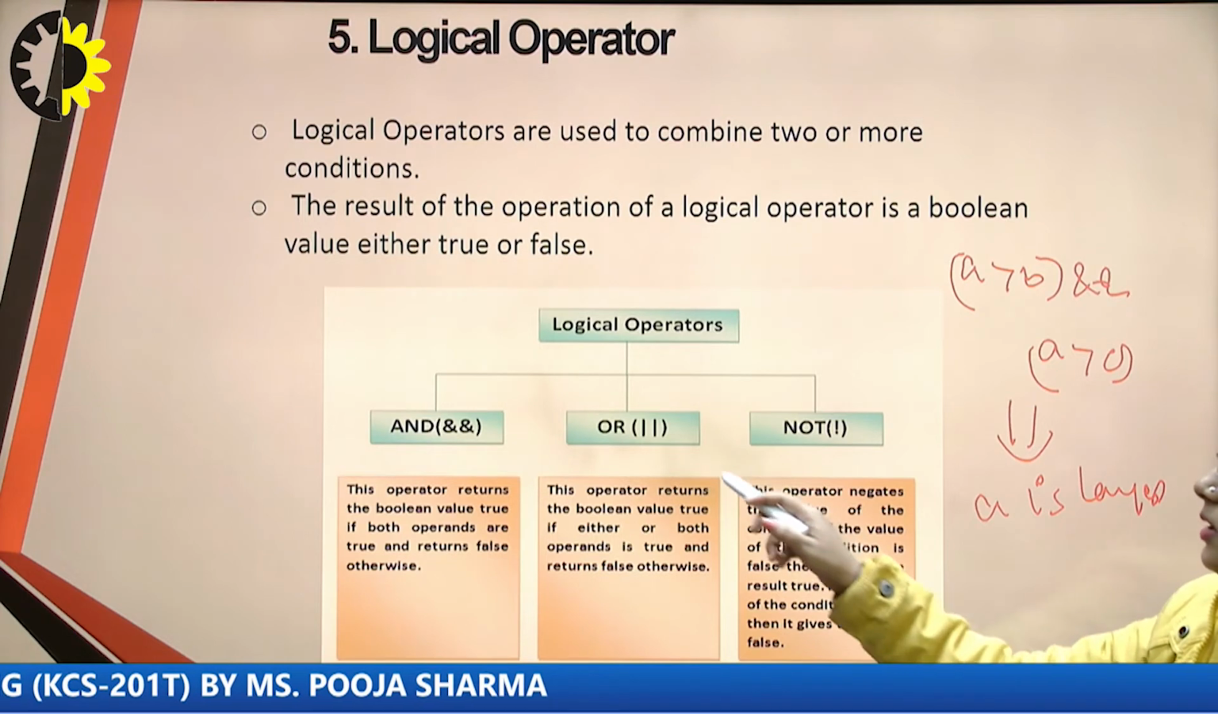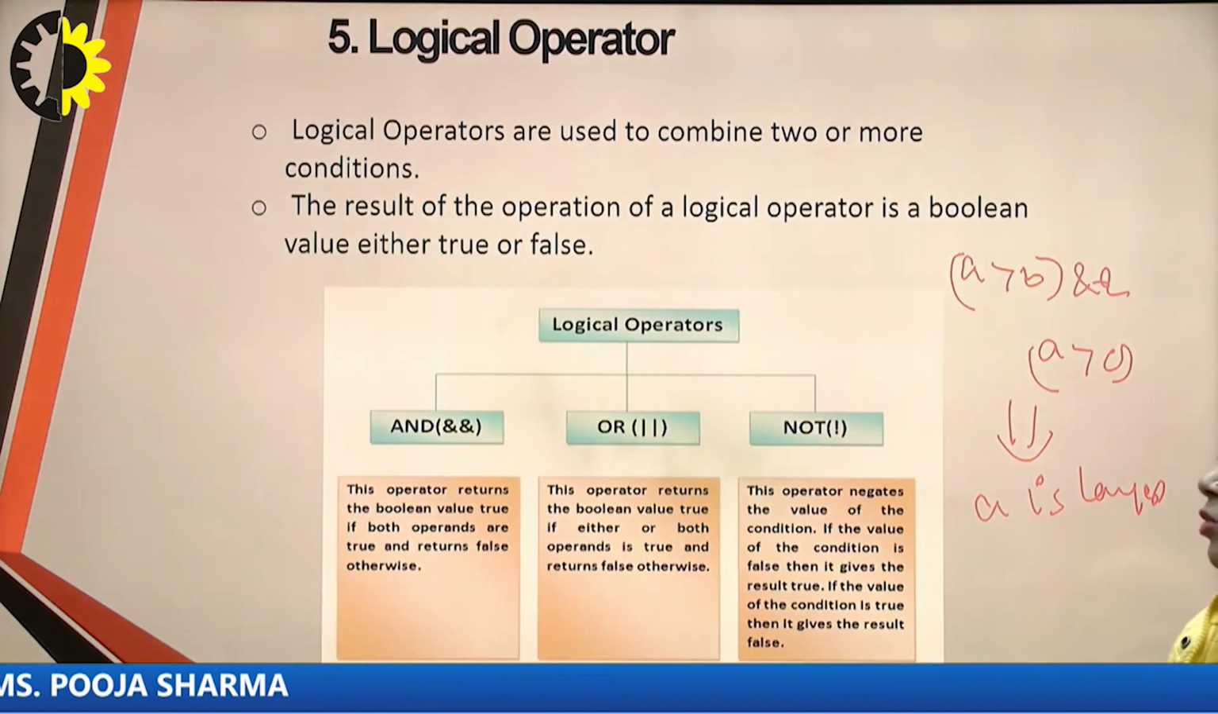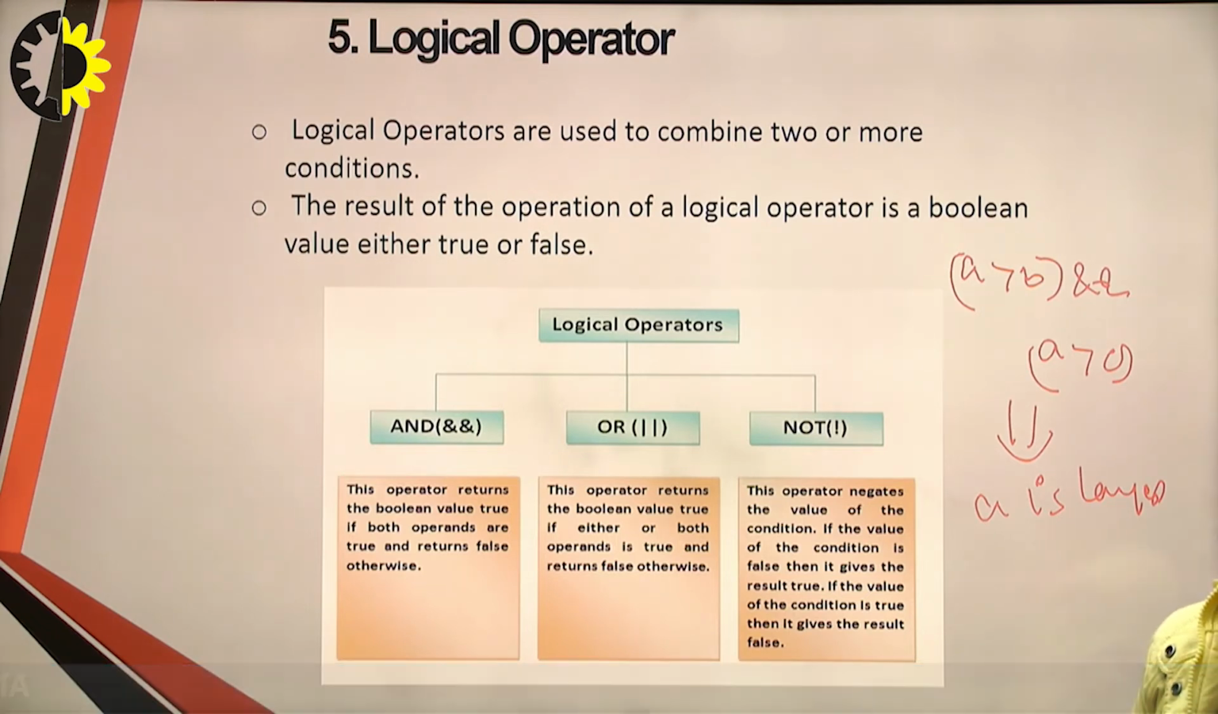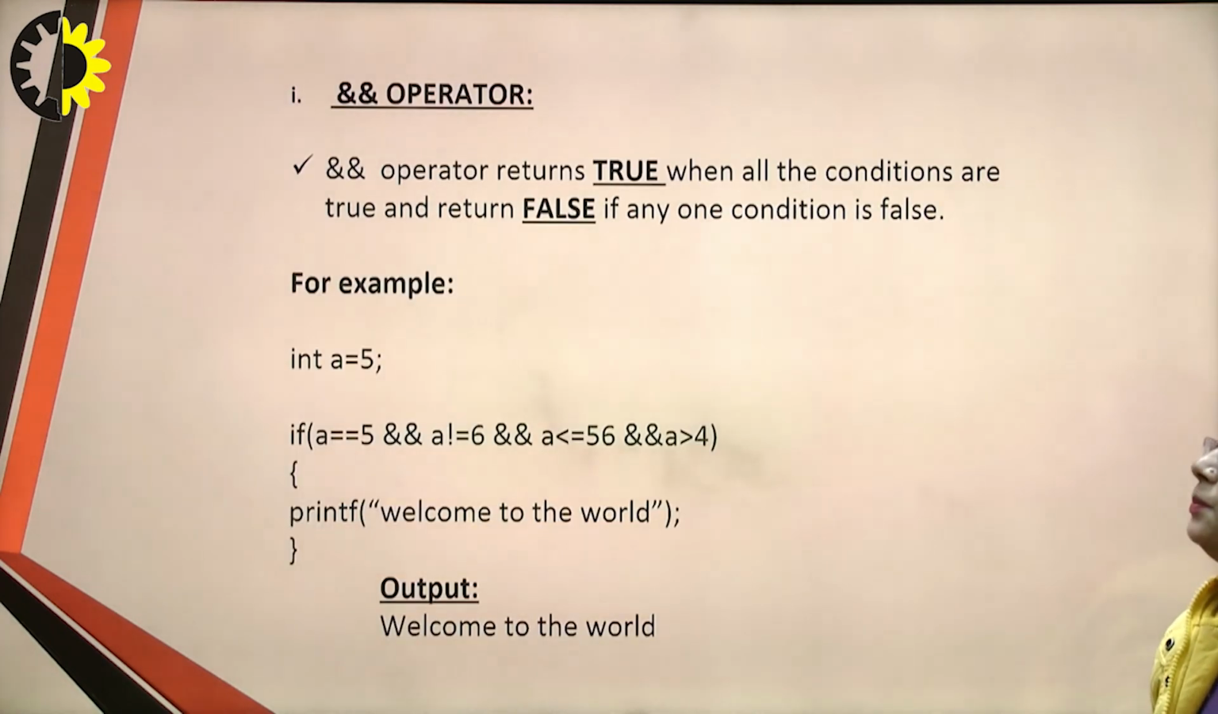And this OR operator returns the boolean value true if either or both operands are true, and it returns false otherwise. And the NOT operator negates the value. If the value is true, then it will return false, and if the value is false, it will return true. So it actually does the vice versa.